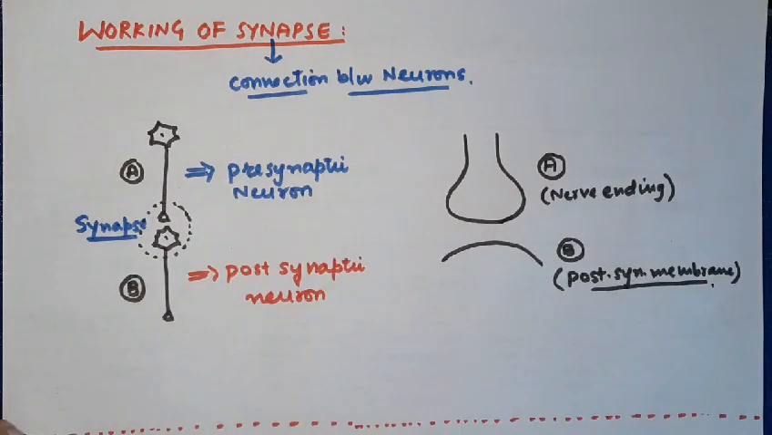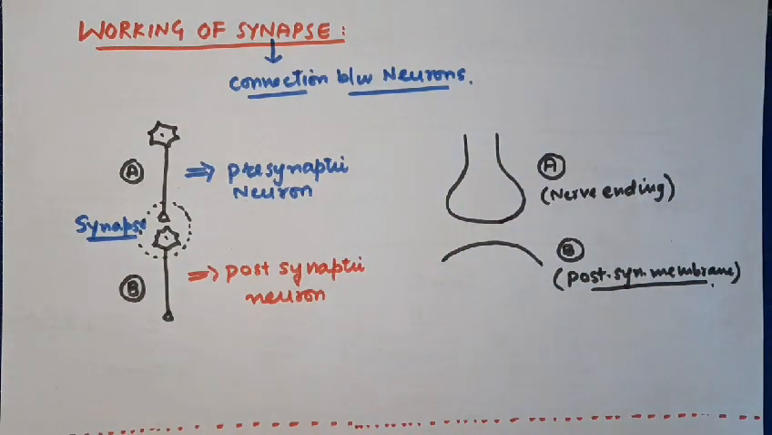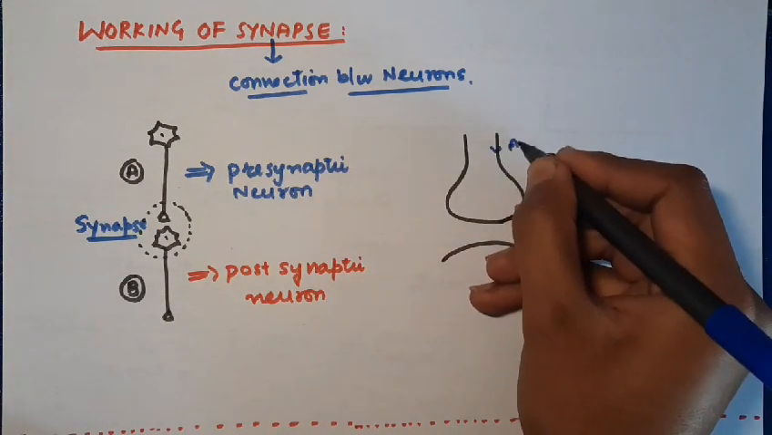Now this neuron A contains the neurotransmitter in the nerve ending, and this neurotransmitter is present in small vesicles which are called presynaptic vesicles.